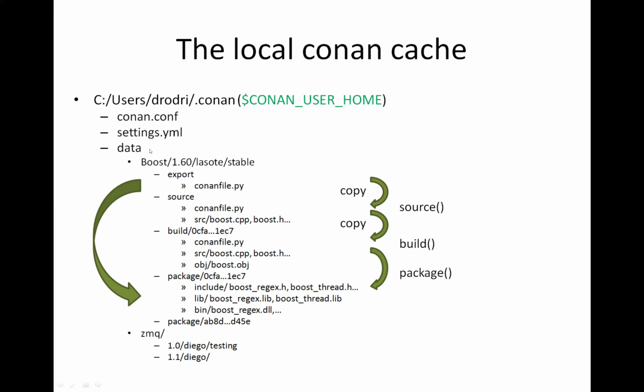The data is the actual storage for packages. And for each package, you will have the package name, version, user, and channel. And then inside that, you will have the export, the source, the build, and the package folders. In each one, you will see the Conan files, the temporary build objects, and the final package. Inside the final package will typically be the include directory with headers, the lib directory with the libraries, and so on. So if something fails, for example in your build, you can just go to the local cache, go to the build folder and see what is happening there.